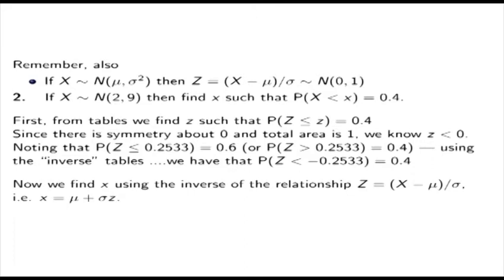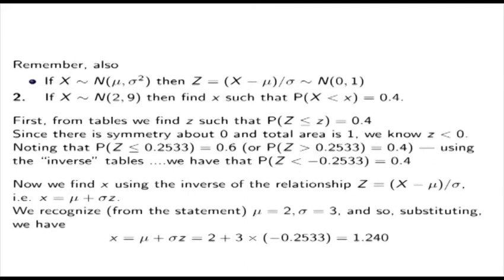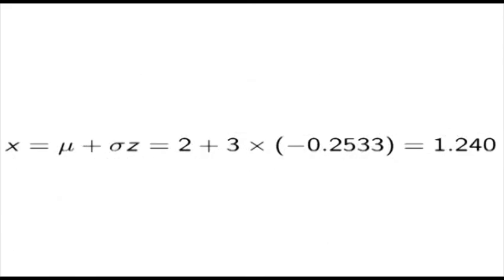The little z of interest is the one we found here. We can see mu and sigma in the question. From the statement, we recognize that mu is 2, and the variance being 9 means the standard deviation is 3. So if we substitute all this, we find that x as mu plus sigma z is 2 plus 3 times this value of z that we found, minus 0.2533, and we get the answer 1.240.